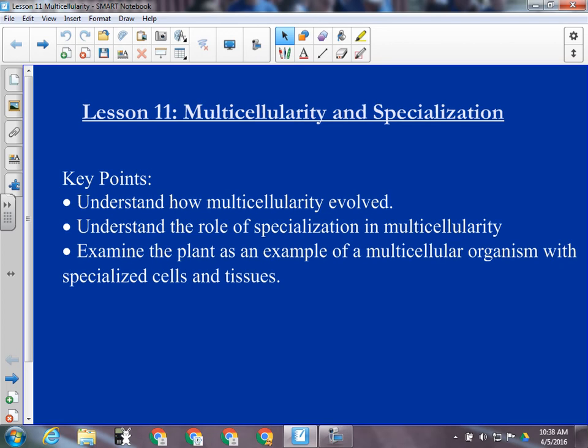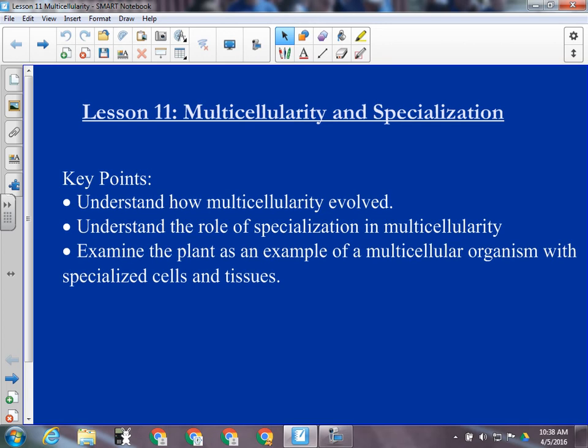Okay, Pope Francis, he's a scientist, actually. Okay, and he's had a lot to say about the relationship between religion and science, and how they don't need to be at odds with each other. So we'll talk a little bit about that as well. Okay, so we got to look at how multicellularity evolved. Okay, the role of specialization in multicellularity.